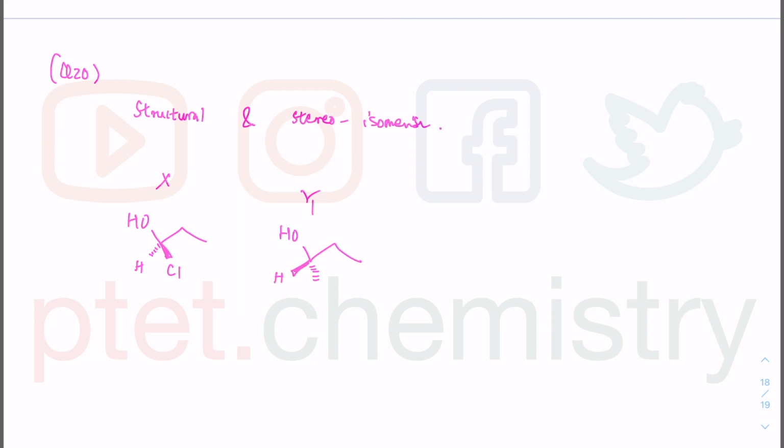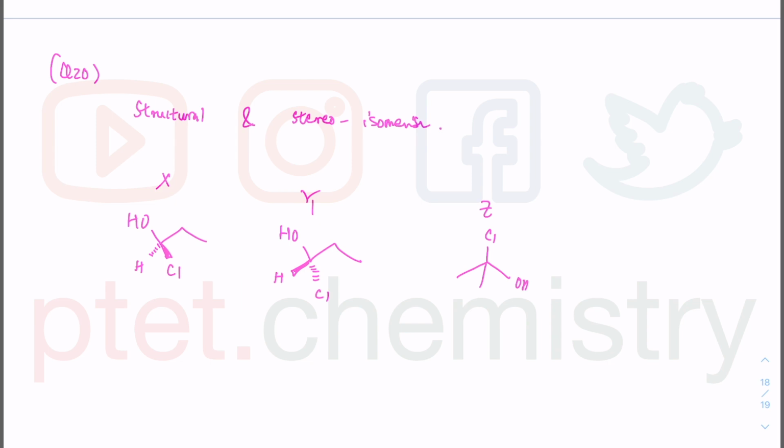Question 20. What we have is we need to consider structural and also stereoisomerism. So be very careful about this kind of question. If I have X and I have HR, and this thing is pointing away from you behind the screen, and this thing is coming out and pointing at you right in the eye. Y is going to be HO like this, and now the H is coming out towards you and the Cl is pointing away from you, and Z is this thing here.